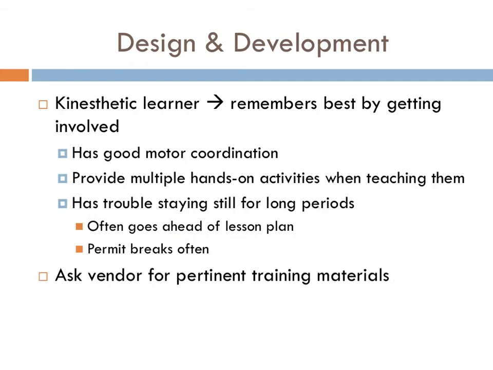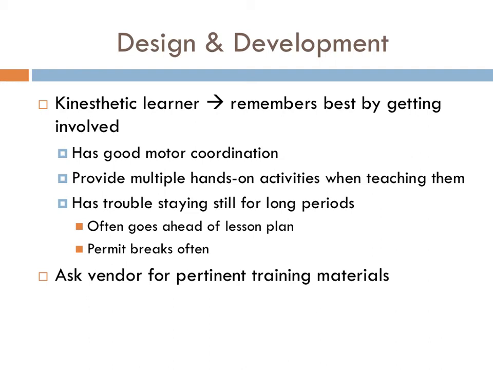Then there is the kinesthetic learner. They remember best by getting involved, so they just need to move around, and it helps to work manually with ideas for this type of learner. They usually have good motor coordination, and it is important to provide multiple hands-on activities when teaching them. They often have trouble staying still for long periods. You'll often find them getting ahead in lesson plans, so it is helpful to permit breaks often.